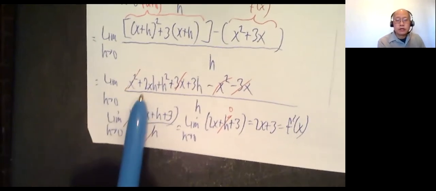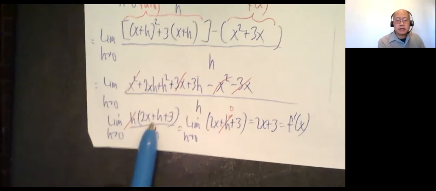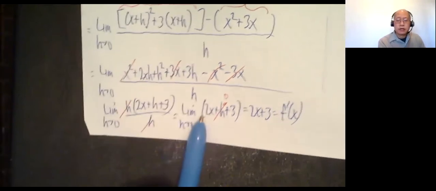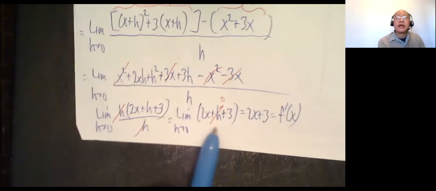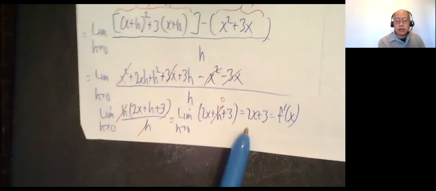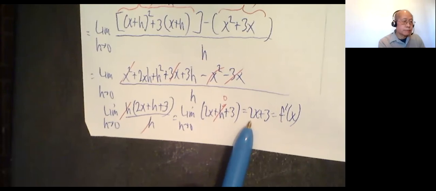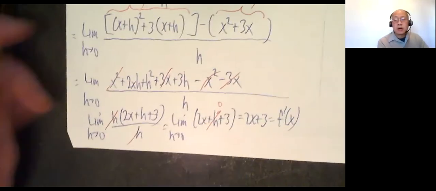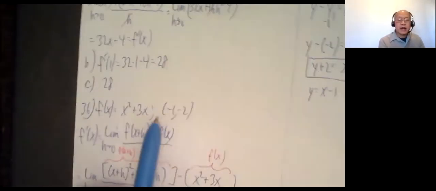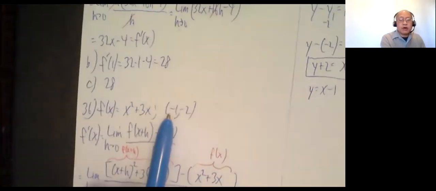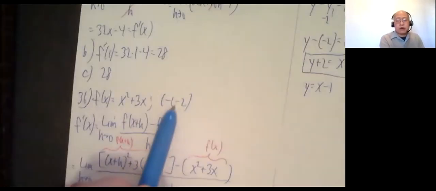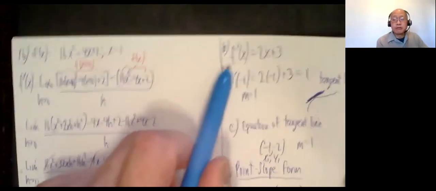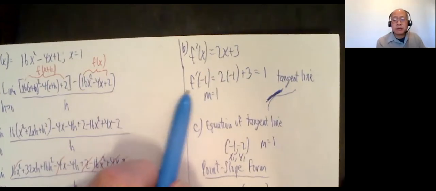So h times (2x plus h plus 3). Cancel out the h's. Limit h approaches 0, 2x plus h plus 3. Now you plug in 0 for h, so that's gone. So the derivative function is 2x plus 3. All right, and now they give me the point -1, -2. I plug in -1. Okay, so what about -2? You don't have to worry about it because that's y. My expression doesn't have any y, it only has x. Okay, so the answer to B: f prime of x is 2x plus 3, plug in -1.